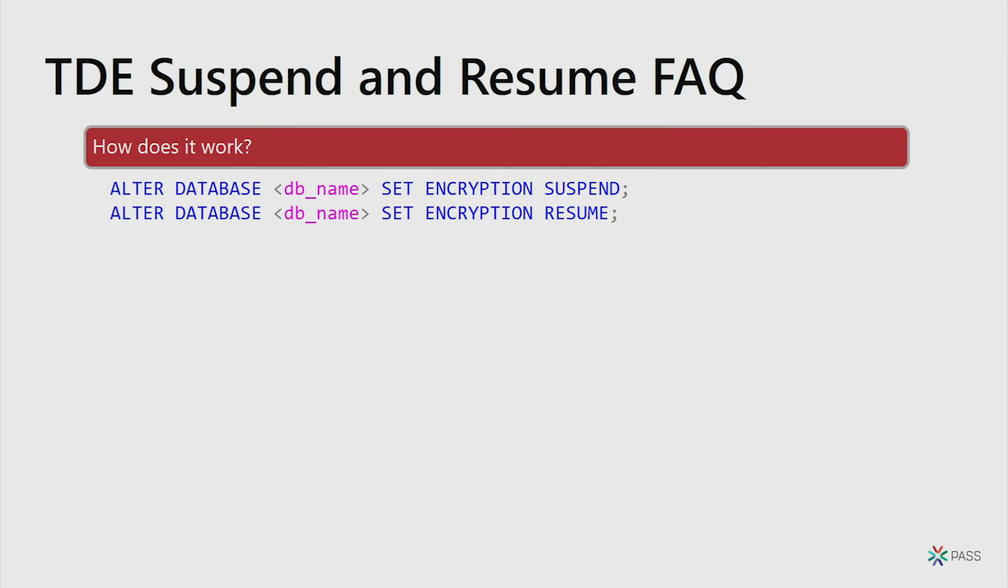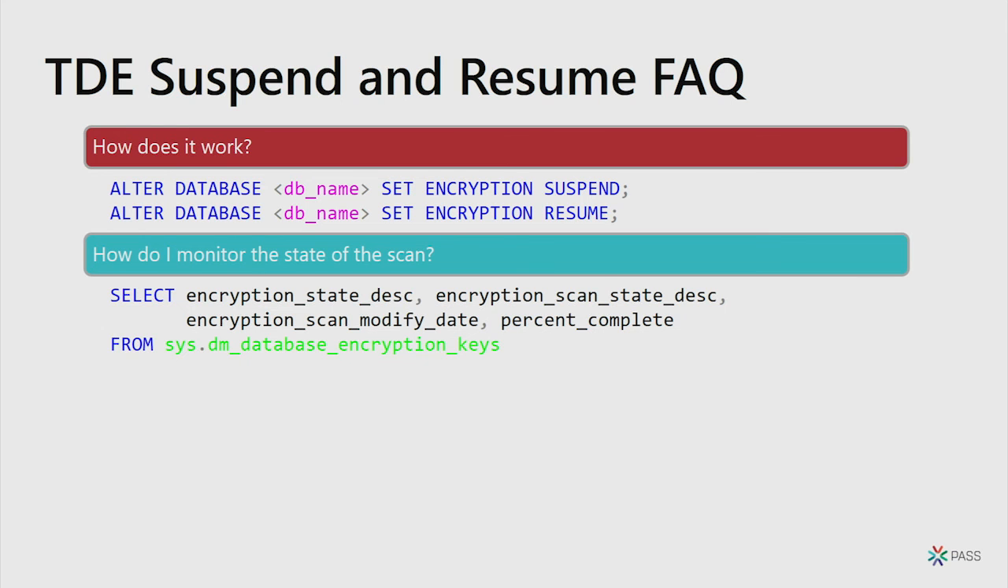The way this works is very simple. Alter database name, set encryption suspend. That suspends the encryption, and this actually persists across reboots. So if you were to reboot the server and come back up, it'll stay suspended. And then if you want to resume it, you just set encryption resume. There is a dynamic management view, dm_database_encryption_keys, that you can use to look at the status of the encryption scan. That will tell you if you have one running, whether it's been paused or resumed, and it'll also tell you the last time the status was changed, so when it was paused.